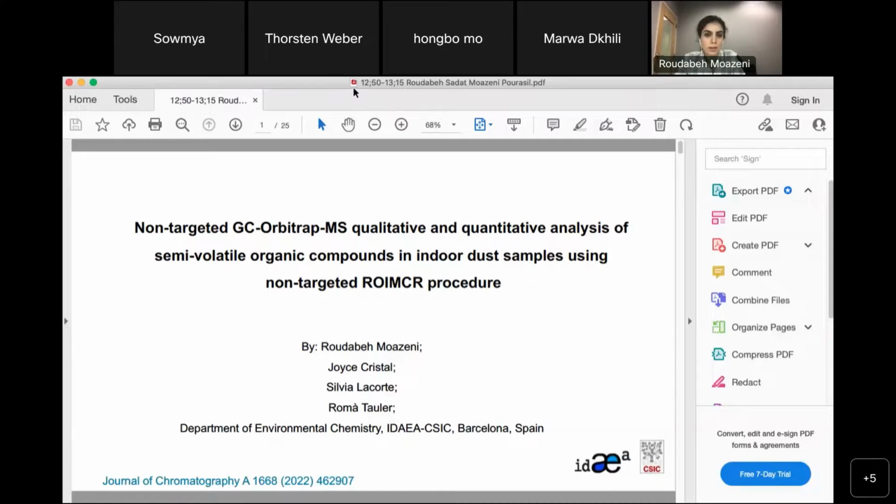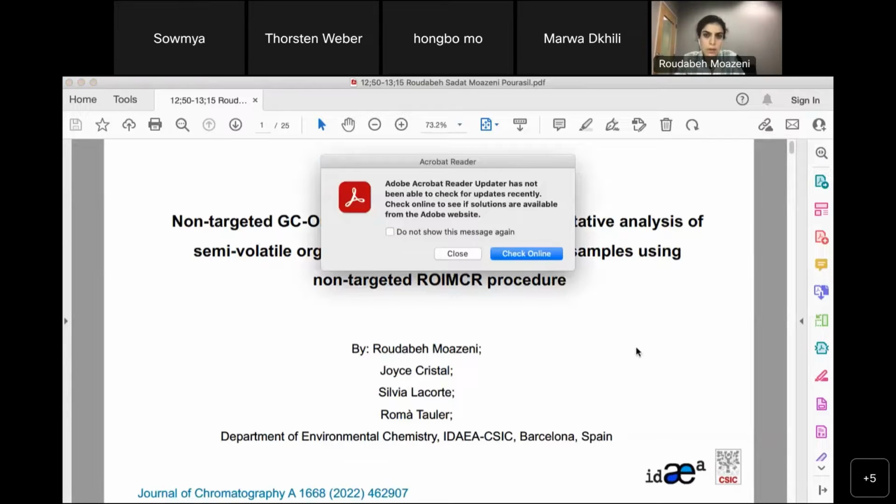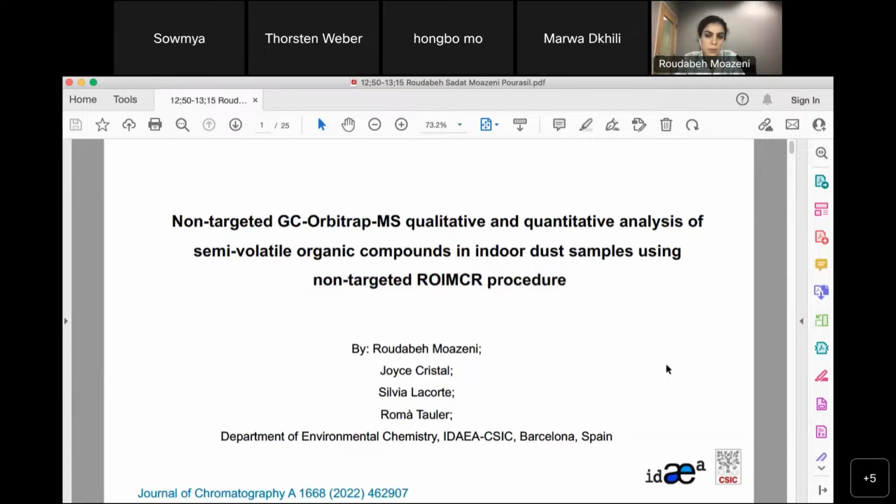The title of the presentation today is non-targeted gas chromatography Orbitrap mass spectrometry quantitative and qualitative analysis of semi-volatile organic compounds in indoor dust samples using a non-targeted ROI-MCR procedure. This project was done in Spain under the supervision of Professor Roudabeh. Please go to the next slide.